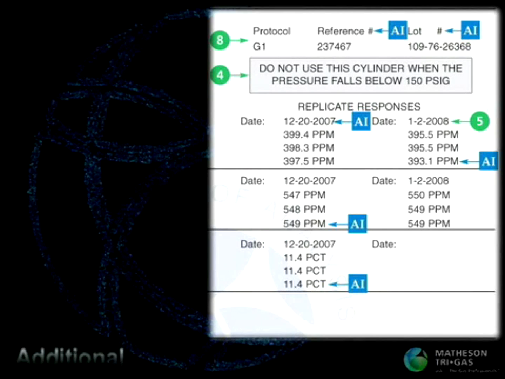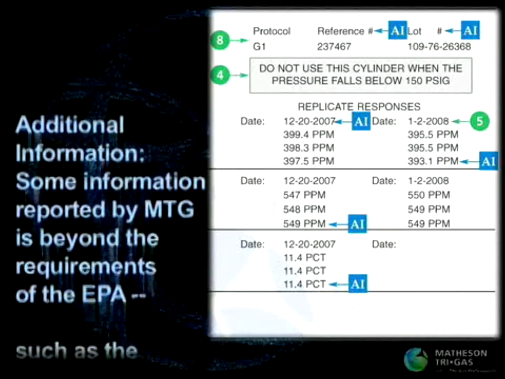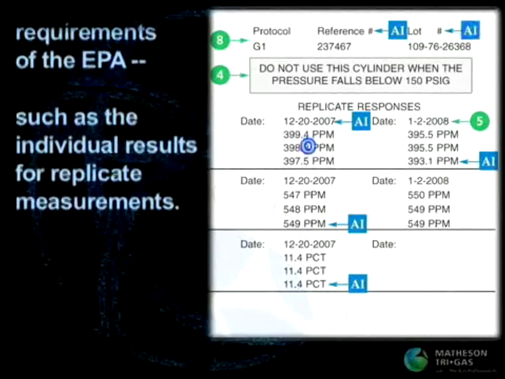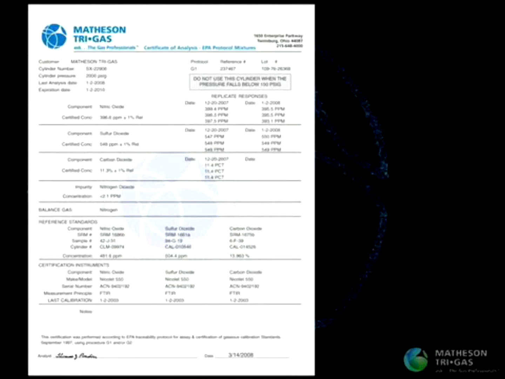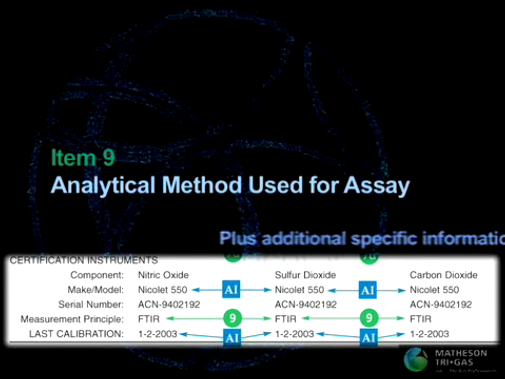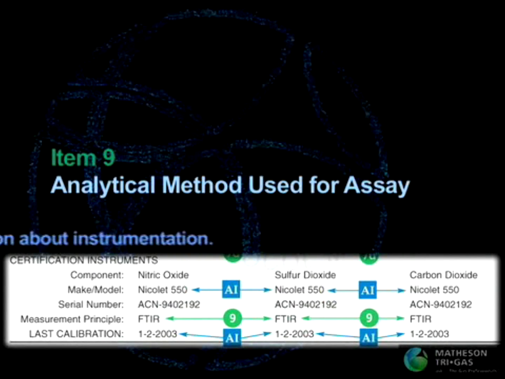Some information on a Matheson Tri-Gas C of A is not required by the EPA. This additional information is indicated here by the blue AI boxes, and it includes reference number, lot number, and individual results of replicate measurements. Item 9 in Section 2.1.4 of the EPA protocol requires that the certificate state the analytical method used in the component assay. This information is highlighted with the number 9 on this C of A. In addition, Matheson Trigas provides additional information, including a specific identification of the certification instruments used and the last calibration dates for each.